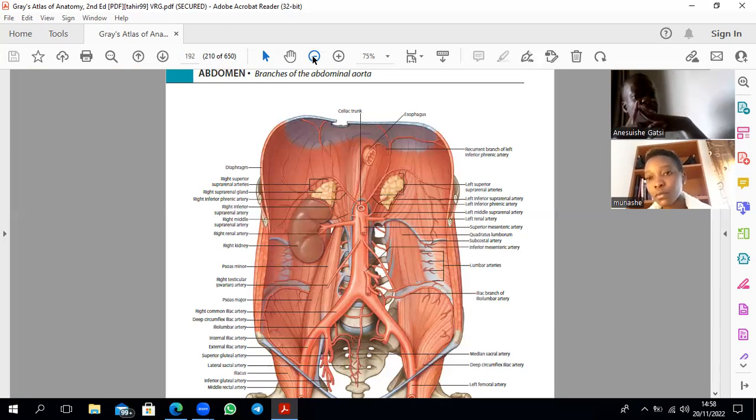Then you find 2 arteries, one coming from the top, one coming from the bottom, that come and join, which is anastomosis. The one from the top, it's superior epigastric, coming from internal thoracic. Then the one from below, it's inferior epigastric.